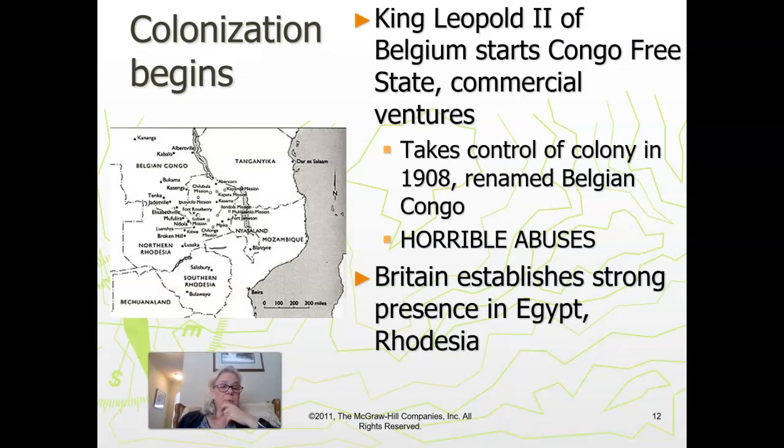Britain established a strong presence in Egypt. In fact, they would build the Suez Canal in Egypt, which would be an incredible way for them to get from the Mediterranean into the Indian Ocean.